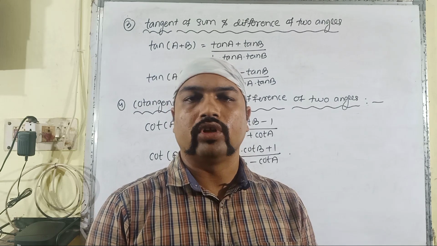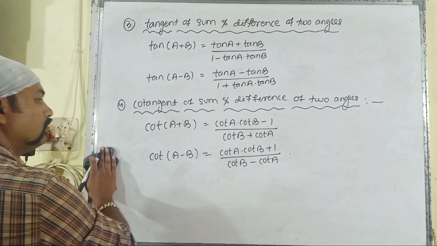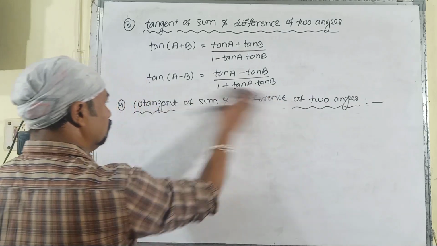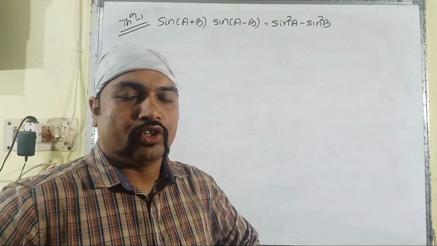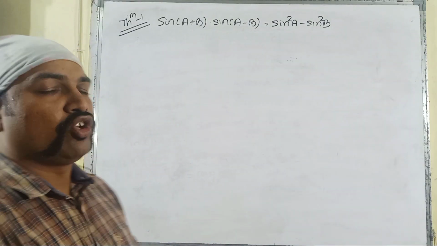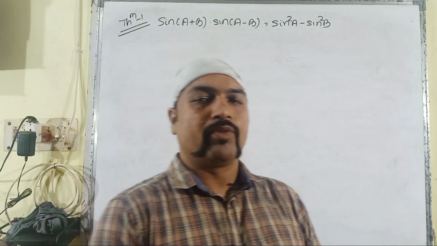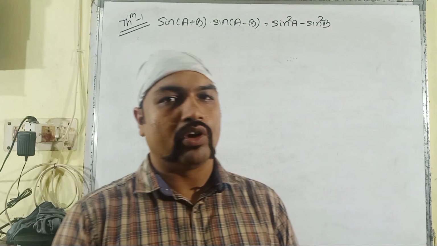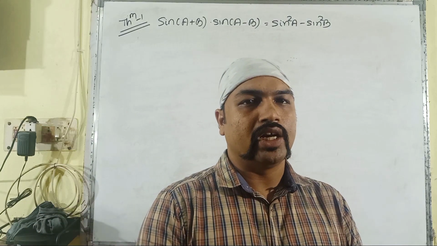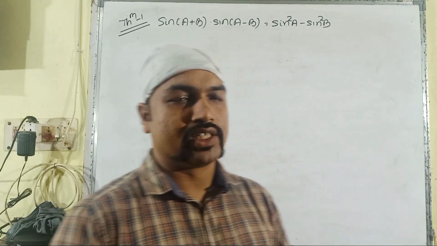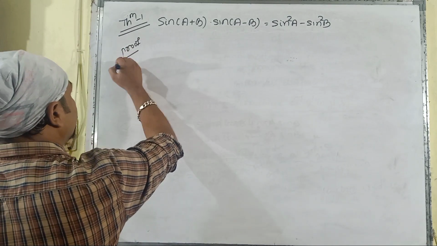Now let us go through the theorems based upon these formulas. Here is the first theorem based upon the trigonometric ratios of compound angles, which is given by sin(A plus B) multiplied with sin(A minus B) is equal to sin square A minus sin square B, and we have to prove this from the left hand side. We have to go to the right hand side. So let us go through the proof of theorem number 1.